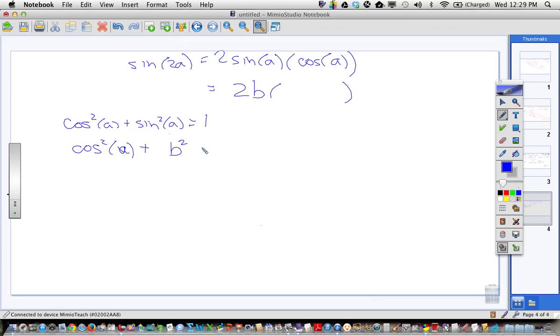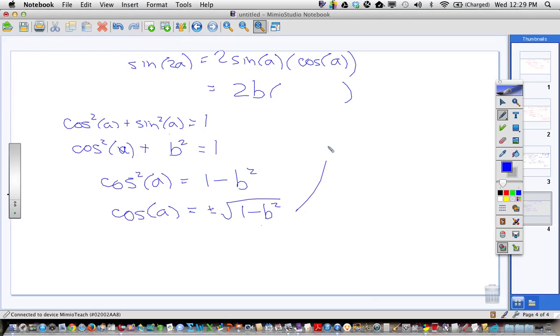B squared. So I'm going to subtract B squared from both sides. Then I'm going to take the square root of both sides. Cosine of A is equal to plus or minus the square root of 1 minus B squared. So I will substitute that right there and get plus or minus the square root of 1 minus B squared. And now I have an answer that's in terms of numbers and B's only.